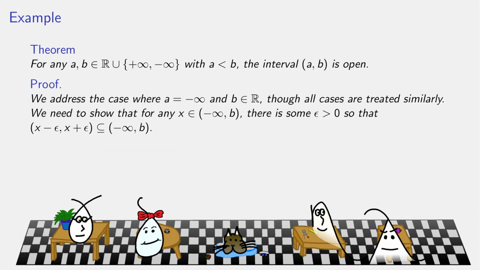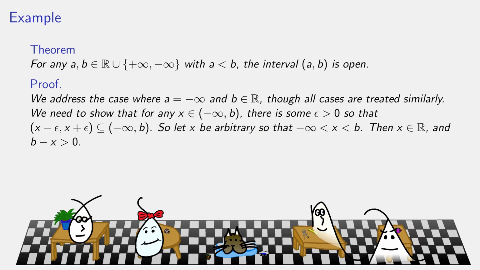So let's take the example where the left side is actually minus infinity and the top is a real number, although all cases would be treated more or less the same way. So we have the interval from minus infinity to b, not including b. What we need to show is that no matter where we start in this interval, there is some epsilon, so that this interval is a subset of that, so that everywhere epsilon to the left and to the right of x is still in the interval we started with.